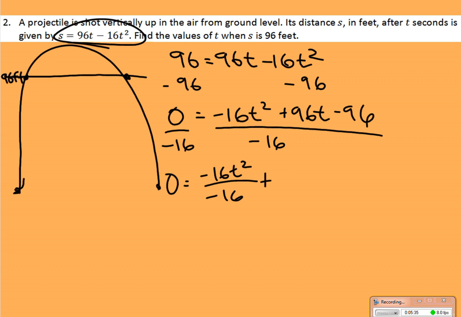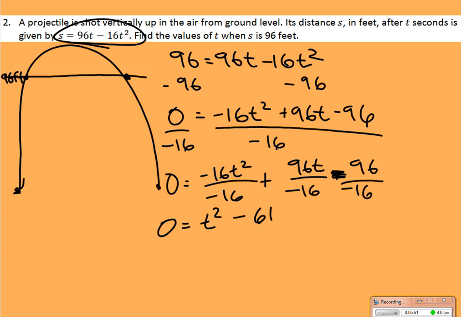On the right side, when I do this, every piece gets divided by negative 16. This should be a minus. Yeah, that's a minus over negative 16. So simplify, that becomes t squared. This becomes minus 6t. This becomes plus 6.